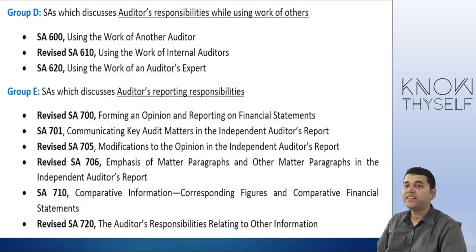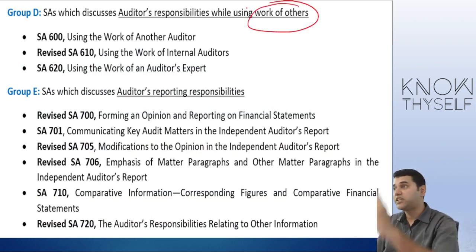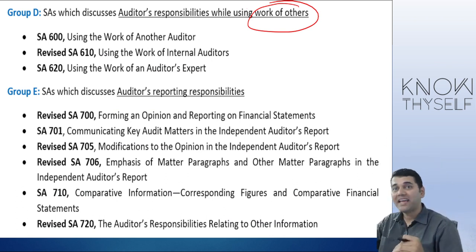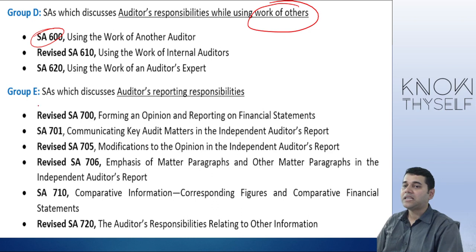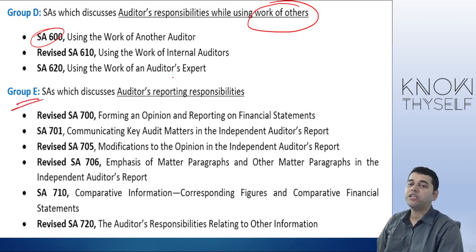Now comes the 600 series, which talks about the auditor's responsibilities while using the work of others. That means other people are going to come. Who are those? Other auditors, experts, internal auditors. Only 3 people. And branch audit, which means other auditors, comes under 600. And the last one, group E, talks about the reporting responsibilities, all the reports.